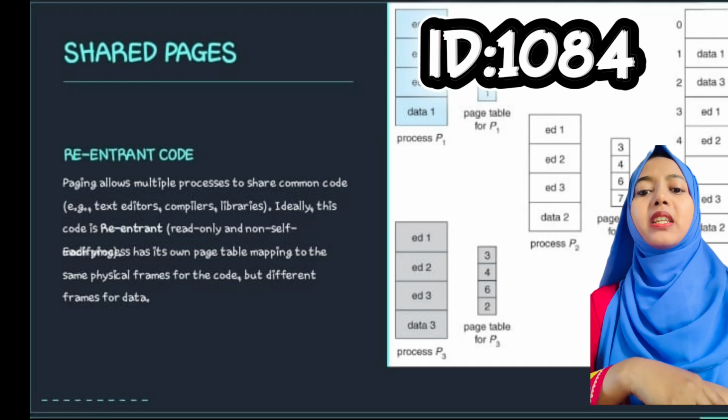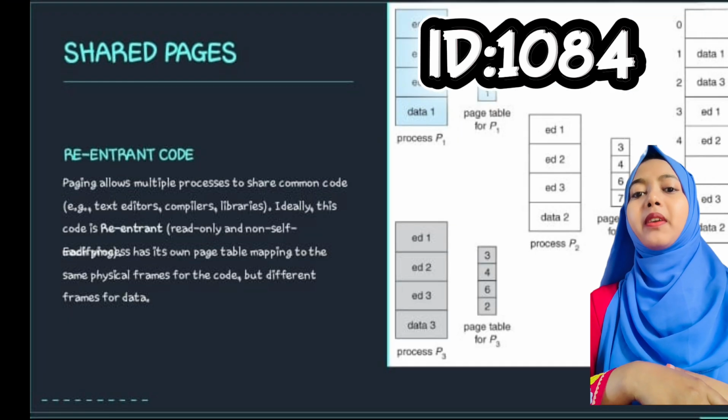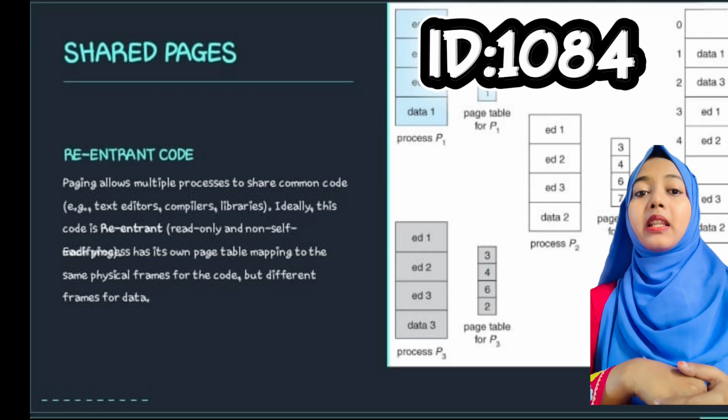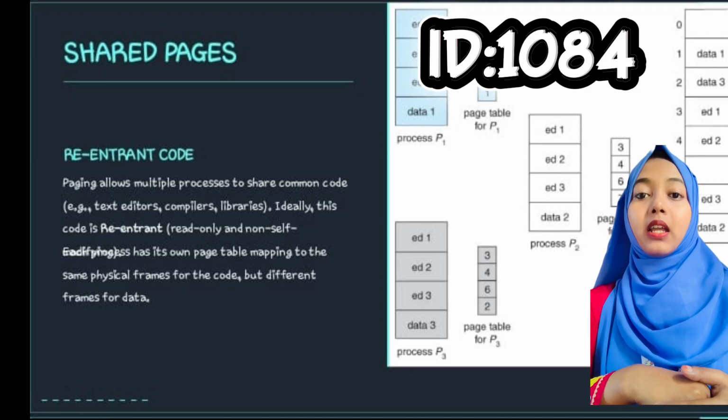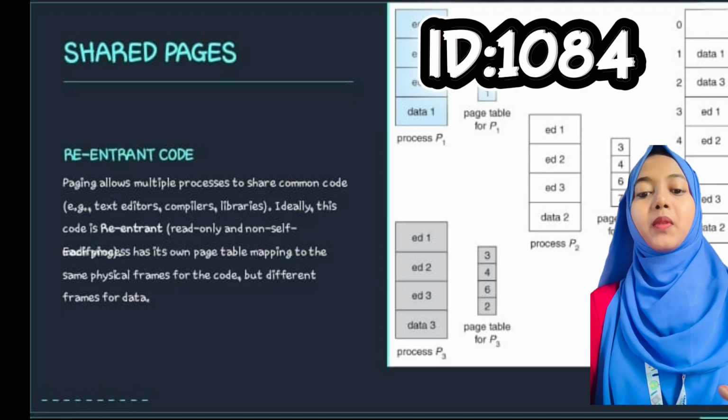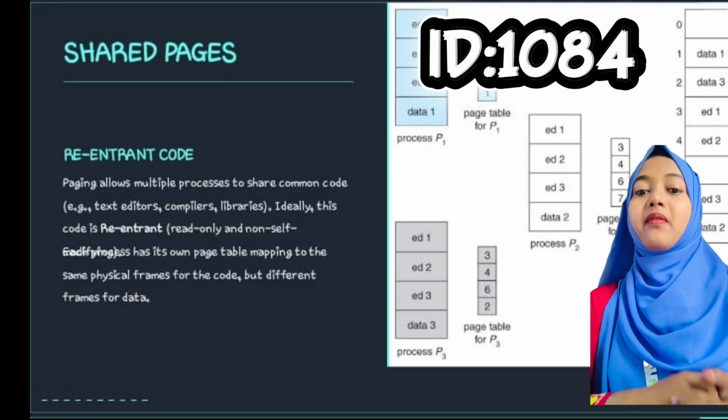And shared pages. Finally, shared pages allow different programs to share the same code, like a library. They share the code, but they keep their own data separate. This is very efficient. To sum up, paging makes memory management fast, safe and smart.